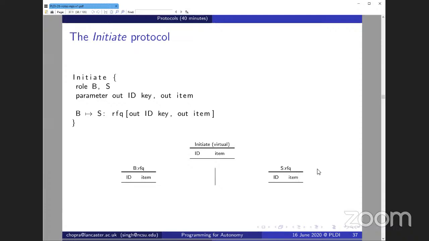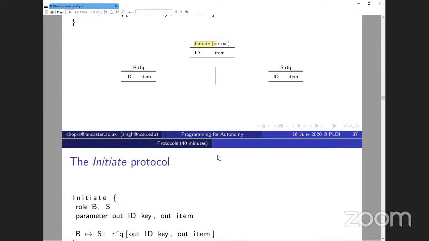In addition, there is a virtual table. This is the table in the sky, which corresponds to the protocol as a whole. So that has the same name as this. So when you start out, just by writing this protocol, we've essentially created three schemas, one for the sender of the message, one for the receiver of the message, one for the protocol in the table in the sky.